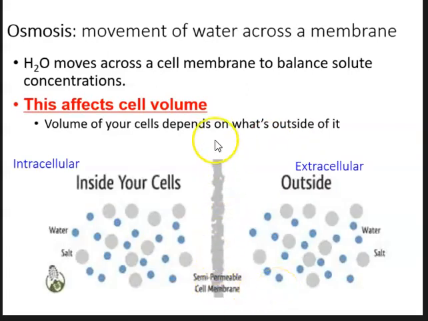So we have a plasma membrane. We call it a semi-permeable cell membrane that separates the inside of your cells, which is considered intracellular, from the outside of the cells, which is considered extracellular.